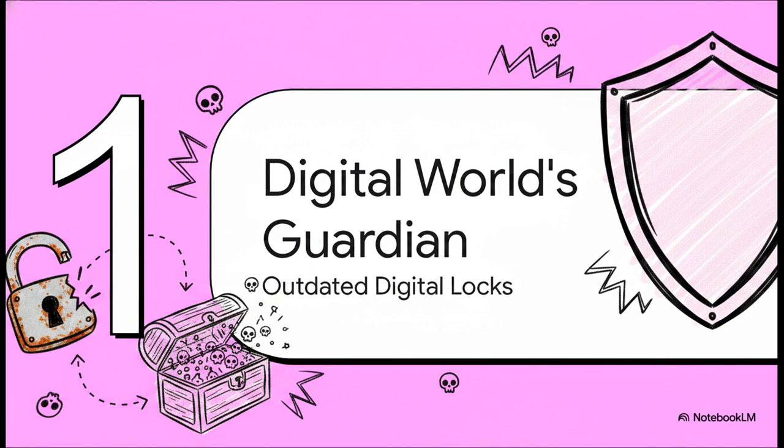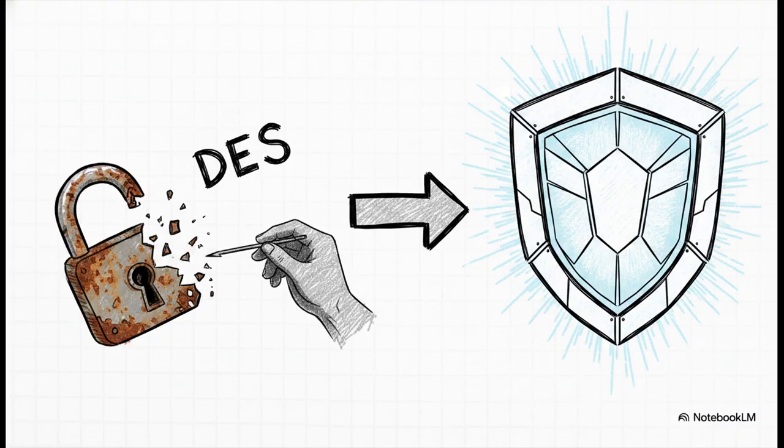It really begs the question, why did we need a brand new, much stronger lock for our data in the first place? Well, before what we have now, the digital world was using an older standard called DES. And honestly, it had a huge flaw. Its key was just way too short. As computers got faster and faster, DES basically became like an old, rusty padlock. You know, the kind a modern thief could just pop open without breaking a sweat. It was pretty clear we needed a new guardian for our growing digital universe.